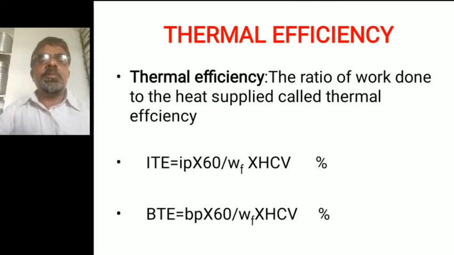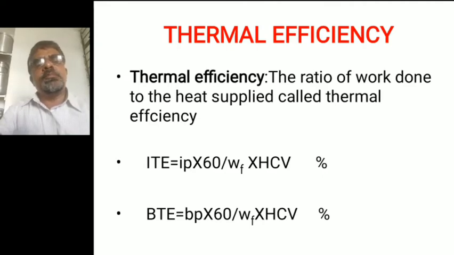The indicated thermal efficiency may be calculated using the formula ITE is equal to IP into 60, whole thing divided by WF into HCV. Here IP is equal to indicated power in kilowatt, WF is equal to mass of fuel or weight of fuel in kg per minute, and HCV is equal to higher calorific value of the fuel, in kg per hour. And BTE is equal to BP into 60, whole thing divided by WF into HCV.